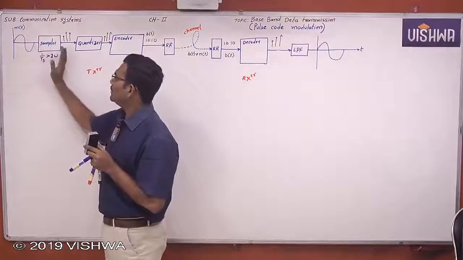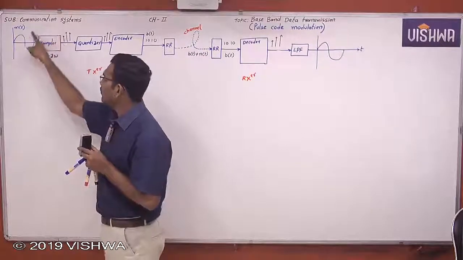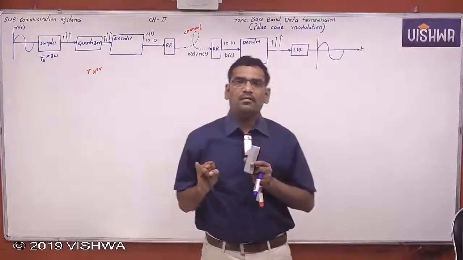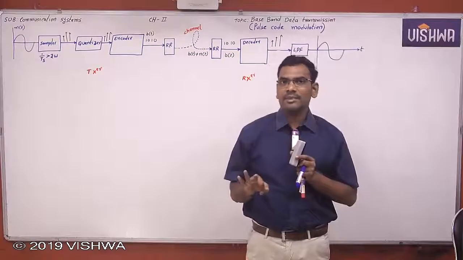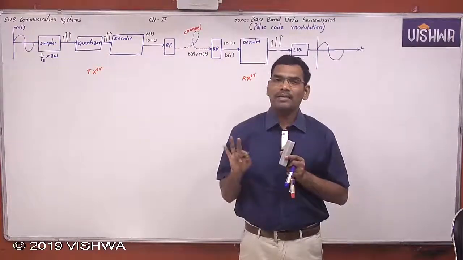This much is we are good. We don't know what is quantizer, encoder, all these things. We know only this sampling. What is sampling, what types of sampling are available, what the sampling theorem says. Now in digital communication, which type of sampling do you follow?